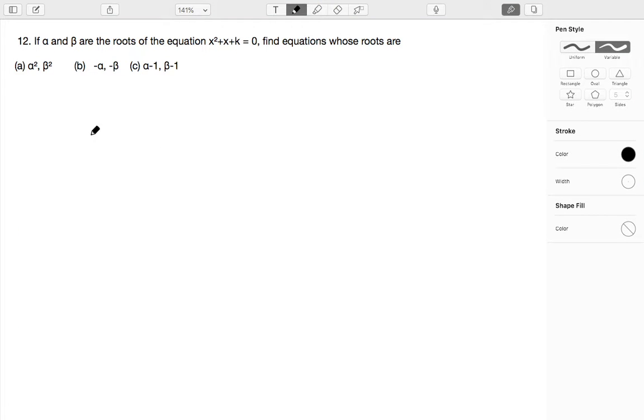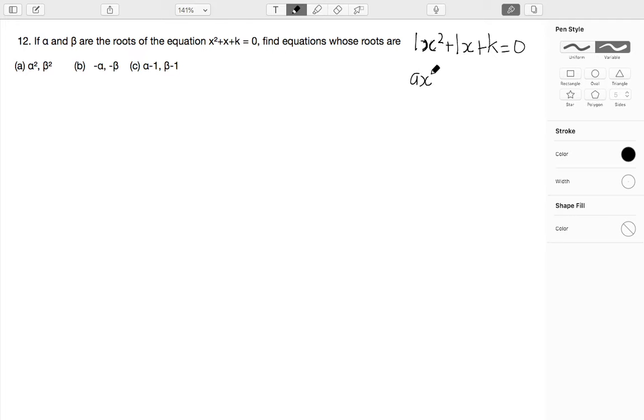So the question says, if alpha and beta are the roots of this equation, find equations whose roots are those things. So what do we do? Well, first thing to do is let's try and write this in a nicer way by adding some 1s. So we can rewrite that as 1x squared plus 1x plus k is equal to 0. Okay, and now we can easily identify what's a, what's b, and what's c, right?